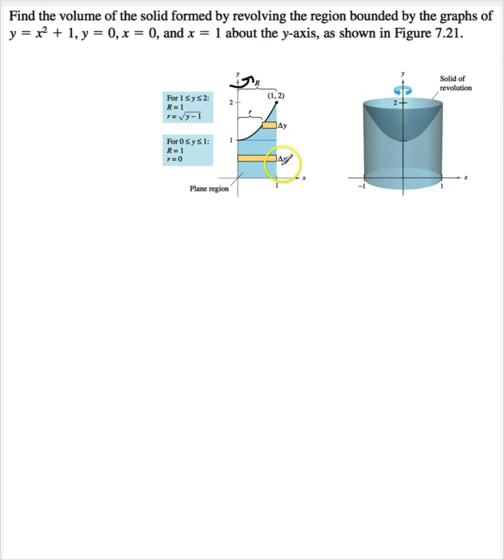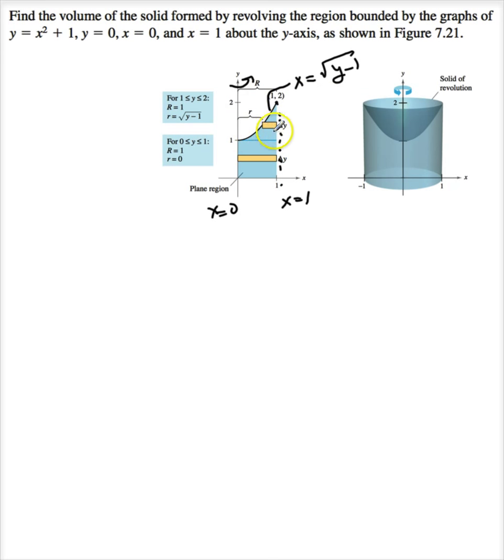I draw my representative rectangle here, the top of this function is x equals 1, and the bottom of this function is x equals 0, while the top of this function is x equals 1, but the bottom of this function is x equals the square root of y minus 1. And I do want the positive. So this is what my solid looks like.